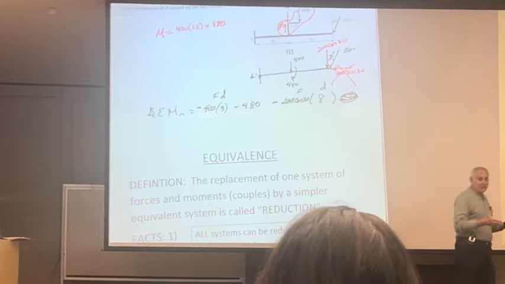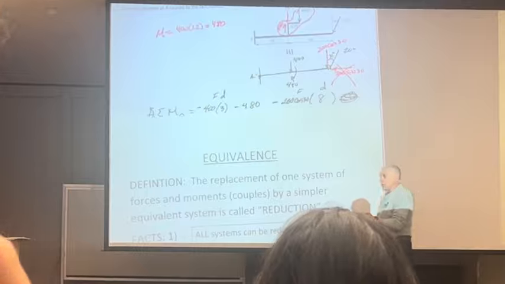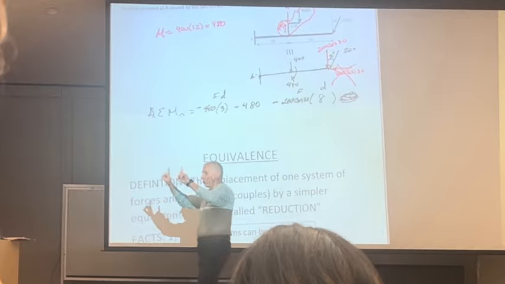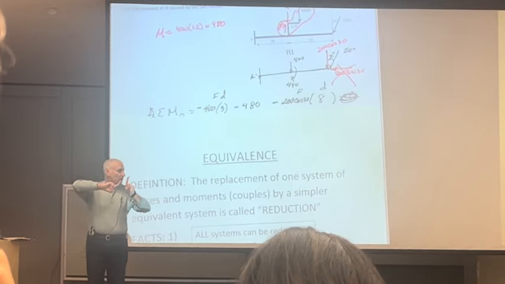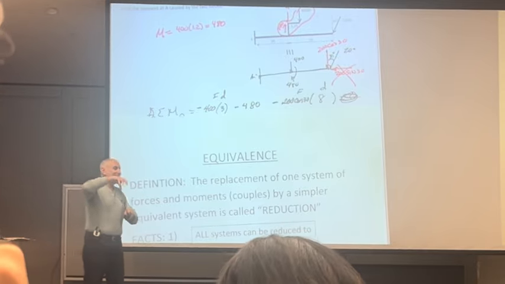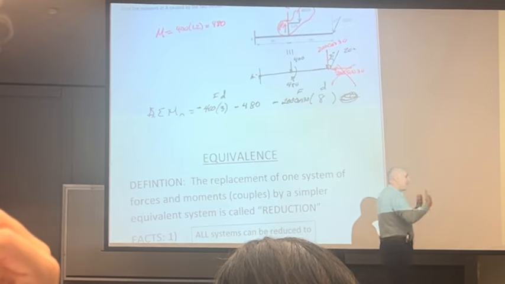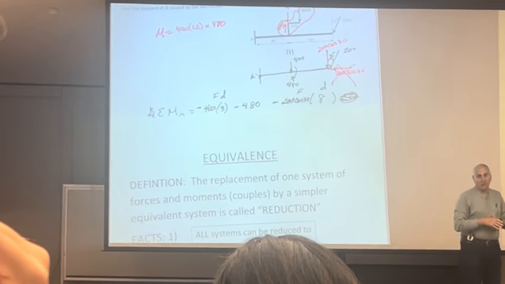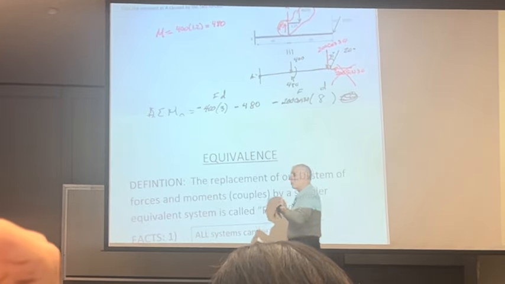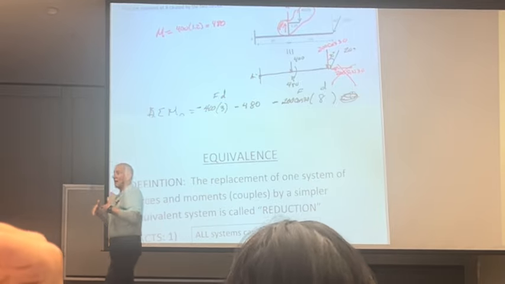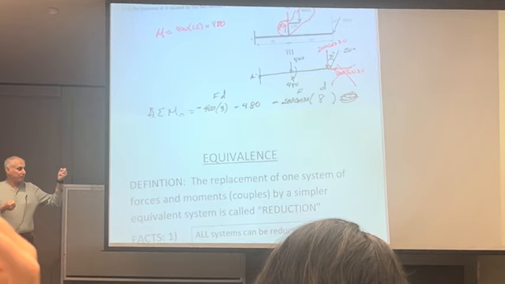The answer is yes. Where did we use equivalence? We used it when we did resultant. We took two forces, added them head to tail, and got a resultant. The resultant was the equivalent force that replaces those two, which had the same net external effect on the body. So we were doing equivalence from day one. Here, we're going to do equivalence because now we're going to bring in moments into the picture, which we did not do in chapter 2.